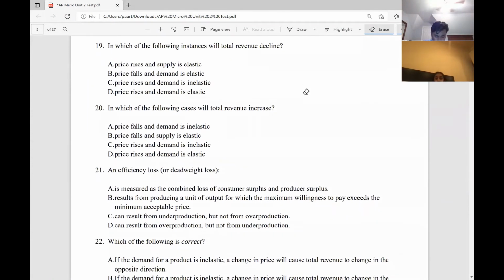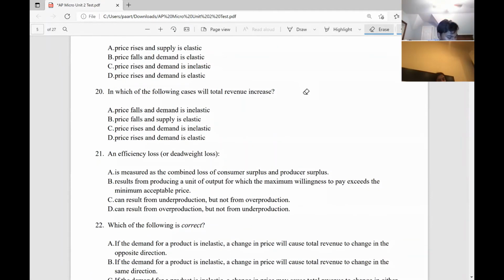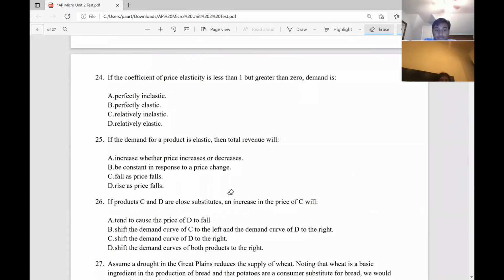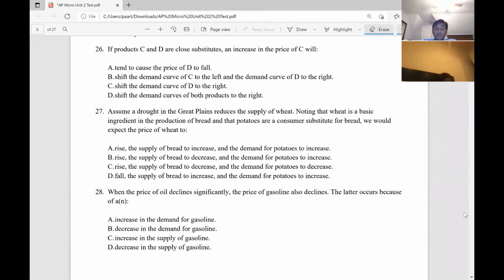Let's see. I'm trying to do some of the more mathy ones because they're more difficult. So let's see number 27 because that one was kind of difficult. So assume a drought in the Great Plains reduces the supply of wheat. Noting that wheat is a basic ingredient in the production of bread and that potatoes are a consumer substitute for bread, we would expect the price of wheat to. So this is a very multifaceted question. It's essentially asking you for 3 different things.